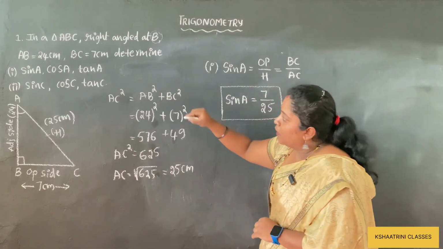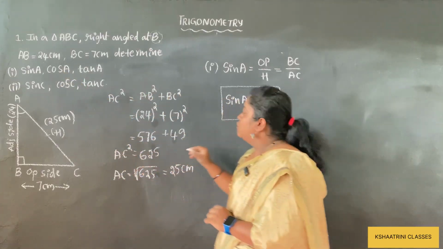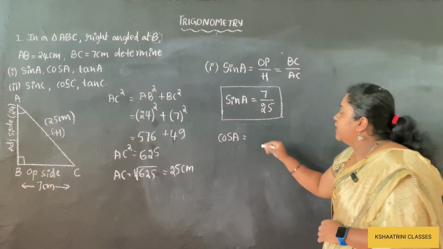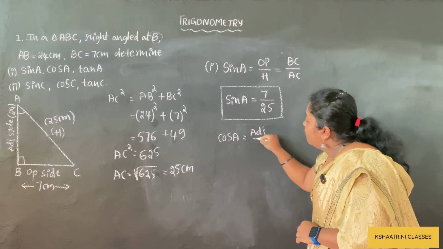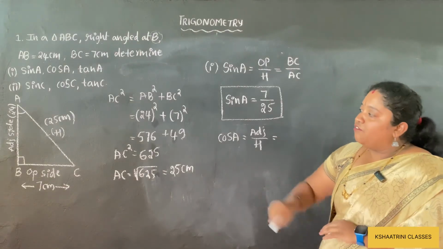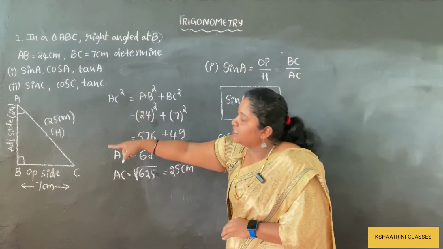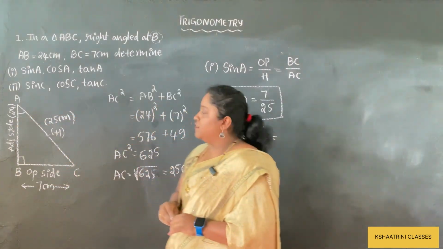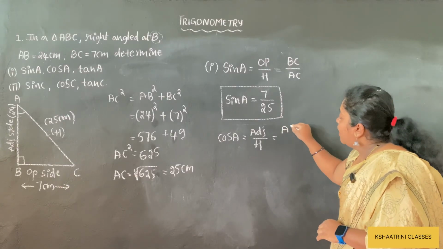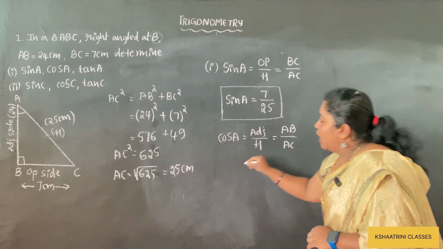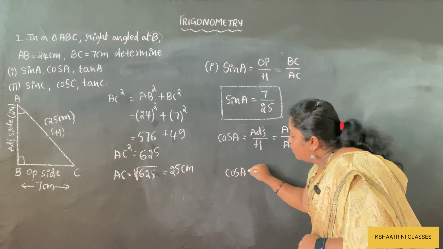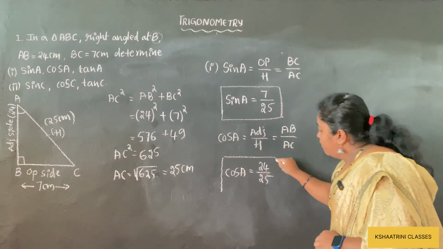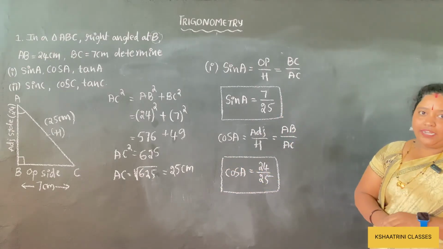Okay, so next one which is asked, cos A. So we'll write cos A here, and again remember the formula. Cos A is nothing but adjacent side divided by hypotenuse. With respect to our diagram, AB is the adjacent side, AC is the hypotenuse. So we'll have AB divided by AC. Cos A is equal to AB is 24 and AC is 25. Cos A value is 24 by 25.